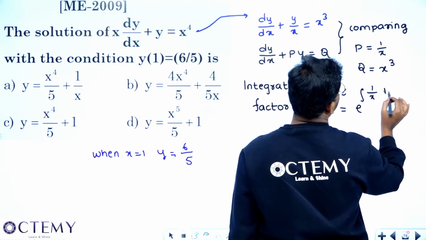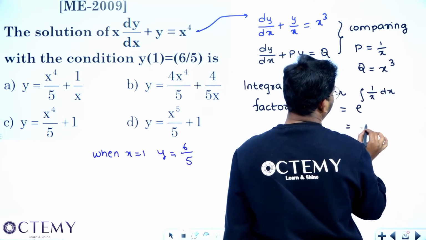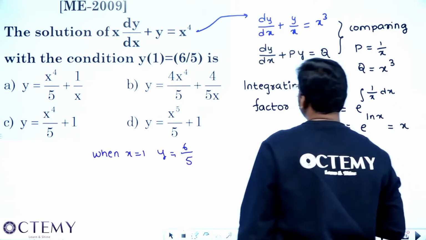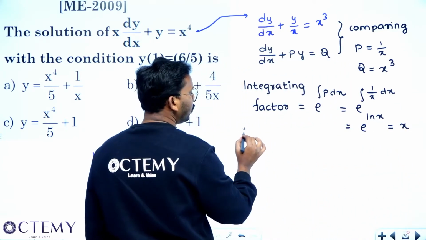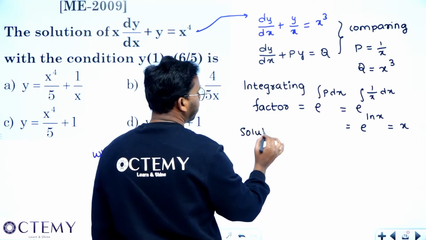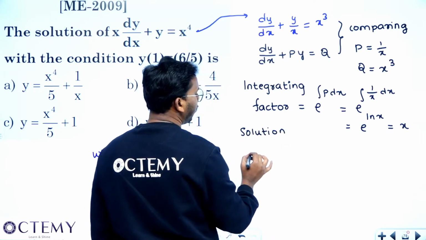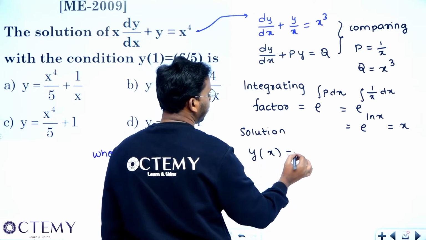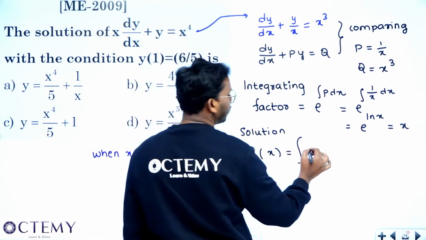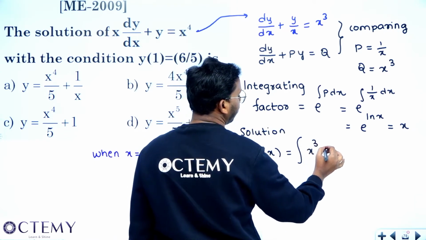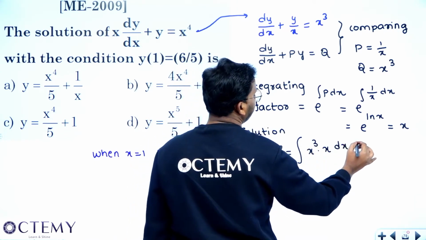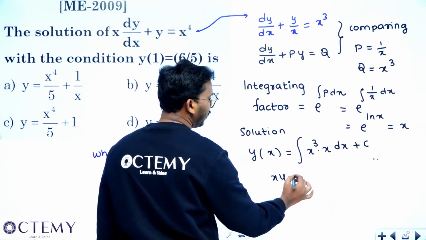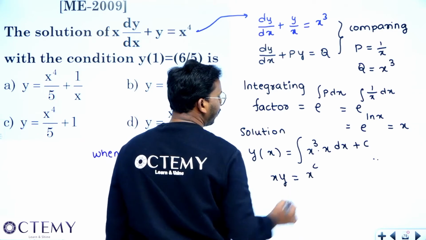1 by x dx. So this will become e power ln x, which is simply equal to x. So, what will be the solution? The solution of the differential equation will be y into integrating factor, that is x, is equal to integral of x cube into integrating factor x dx plus c. So this will become x into y is equal to x power 4.